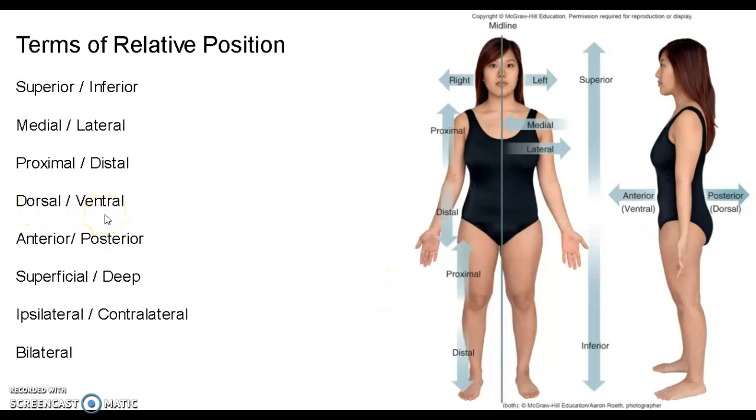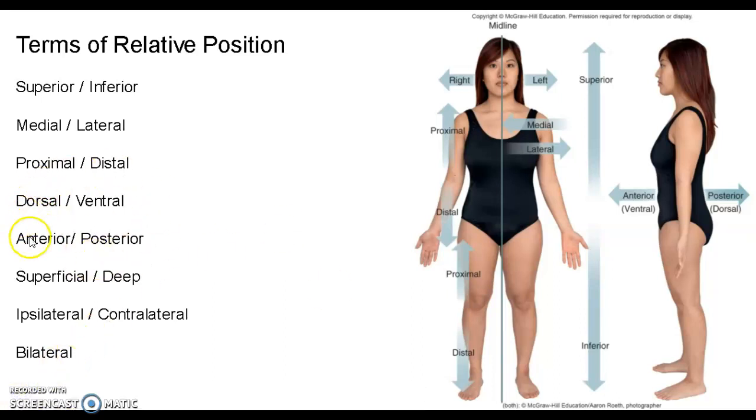Dorsal, ventral. Dorsal means across the back, like if you can think of the dorsal fin of a shark, it's along the back. Ventral means on the belly. In humans, these words are also used: anterior and posterior. Anterior means towards the front. Posterior means towards the back.